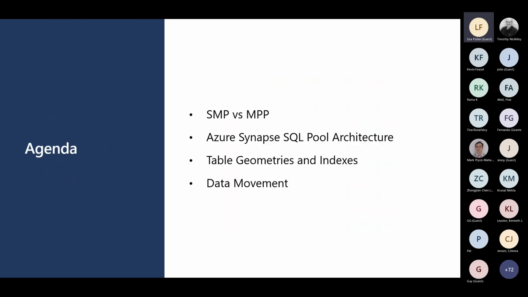So what we will talk about today is we're going to first start out outside of the Synapse environment. We're just going to talk about the difference between SMP and MPP, that would be symmetric multiprocessing versus massively parallel processing. Then we'll talk a little bit about more specific Synapse SQL pool architecture. We'll talk about table geometries and indexes as that falls under the architecture, and then finish up just really quick with a little bit on data movement. And there'll definitely be a deep dive after my talk in the next session.